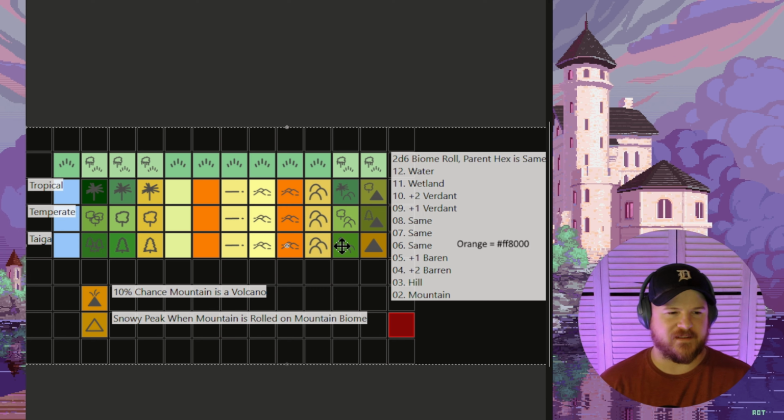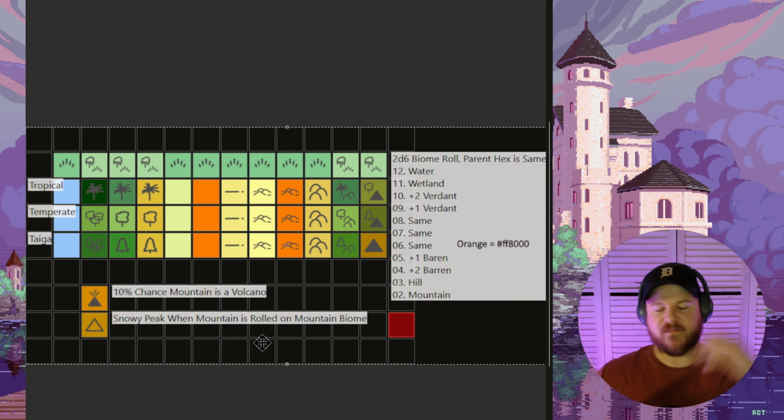And then of course when you get down here, at the very bottom, this means that it's beyond the tree line. It's so cold that it's just a bald mountain at that point. And every time you roll mountains, there's a 10% chance it's going to be a volcano. That's just something fun to add in. And when you roll mountains on the mountain biome, you get yourself a nice little snowy peak. So if you roll a 2 when you're already in the mountains biome, that's going to be a snowy peak. It means it's a very tall mountain.